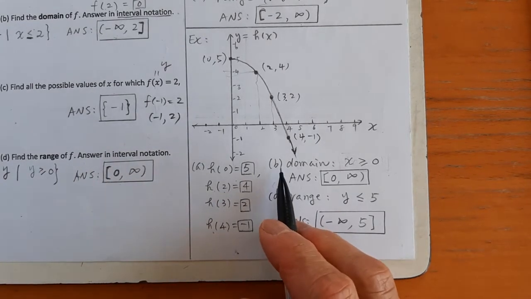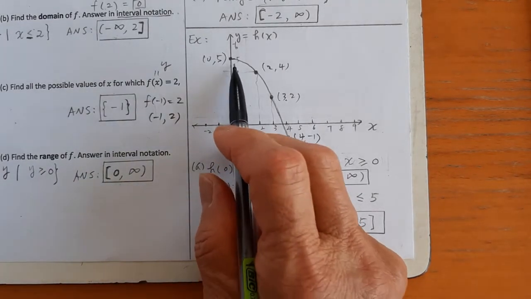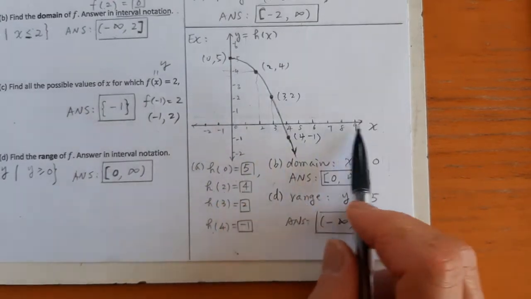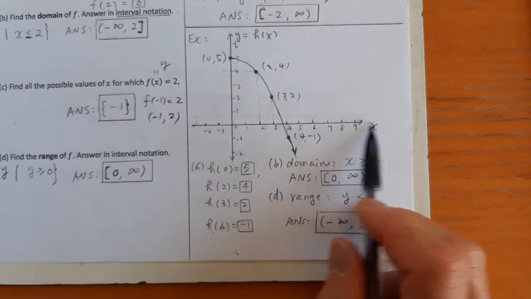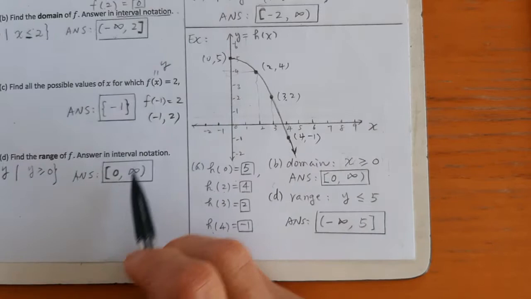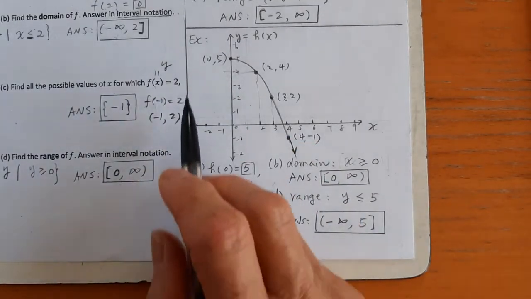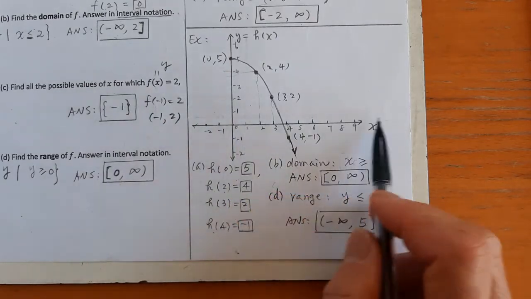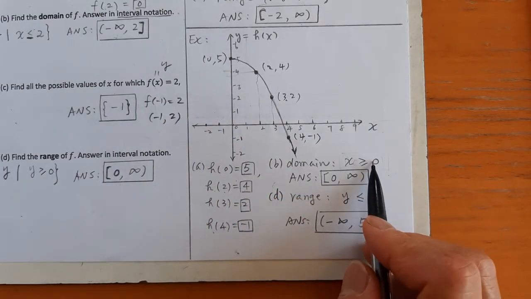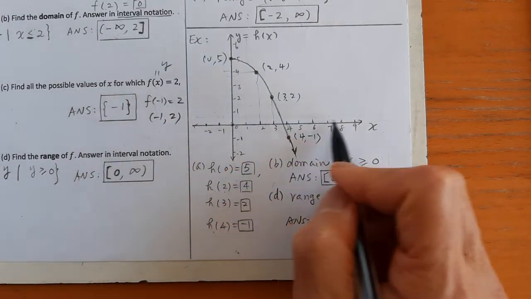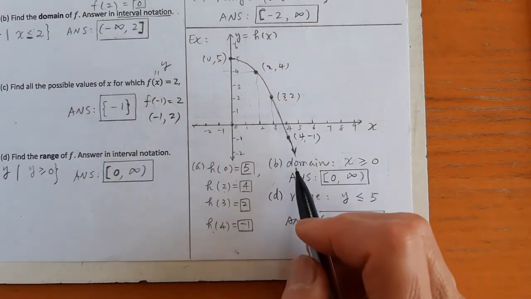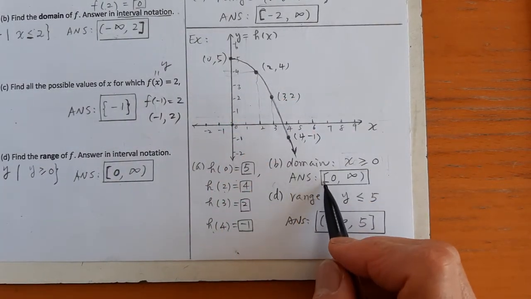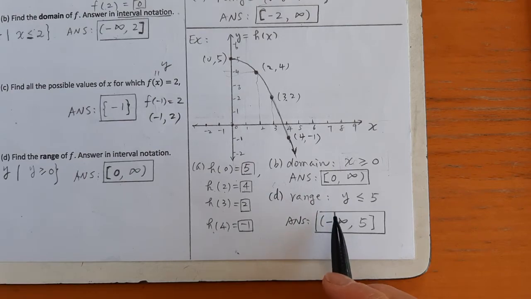And what is the domain? The domain is x for this curve, and x has to be to the right. It's not to the left, because to the left there is no function, no graph. So it's to the right. x has to be greater than or equal to 0. It starts at 0 up to here. There's a curve, so it's including 0. Use a bracket.